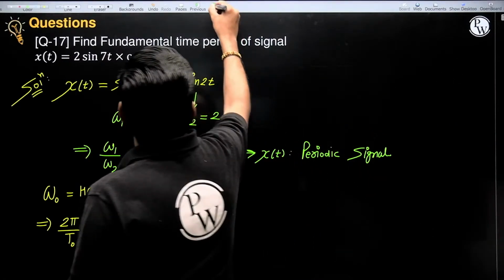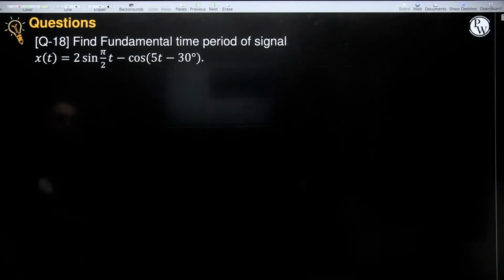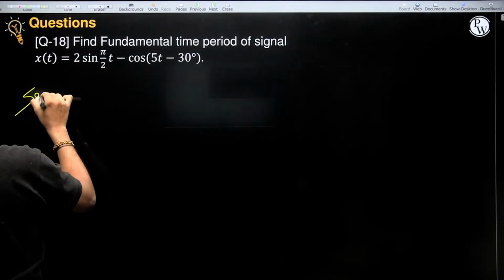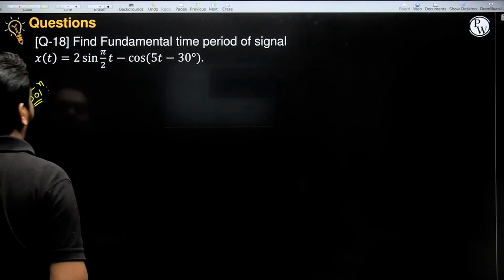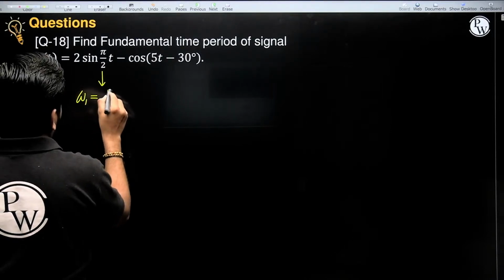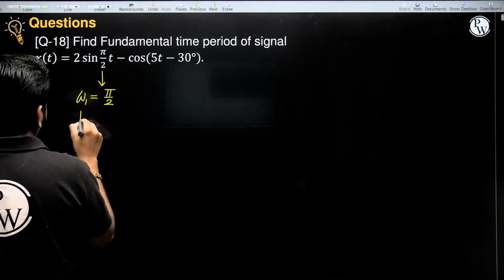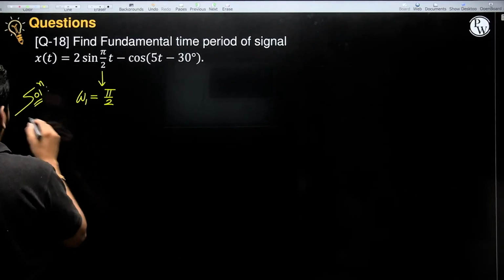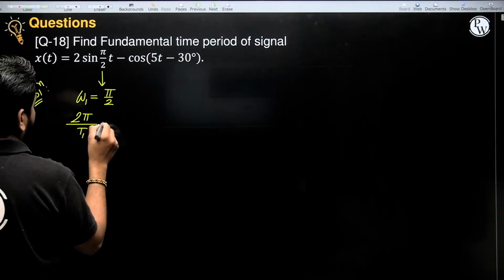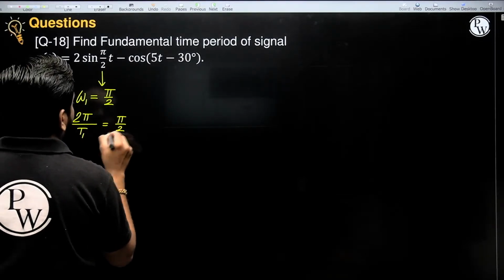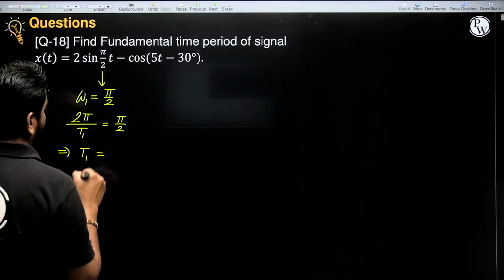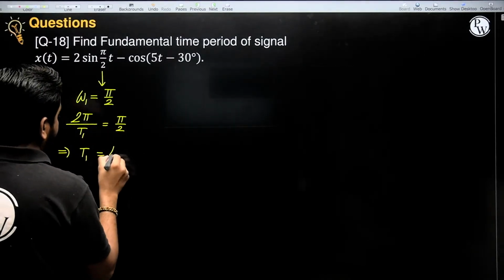Very good. Let us take one more question. Here, individual sinusoidal functions are always periodic. Combination may or may not be periodic. Here, fundamental frequency omega 1 is equal to pi by 2, so T1 equal to 2 pi by pi by 2. Pi gets cancelled out, T1 is equal to 4 seconds.